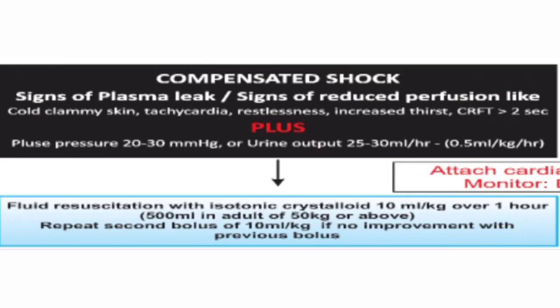I have already told you that compensated shock means the patient has tachycardia and cold peripheries, but the pulse is present, the pulse pressure is 20 to 30 millimeters of mercury, and the urine output is more than 0.5 ml per kg per hour. So in this patient, we will initially give a bolus of normal saline 10 ml per kg over 1 hour, and after that bolus, if the patient has not improved, you will give another bolus of 10 ml per kg per hour.